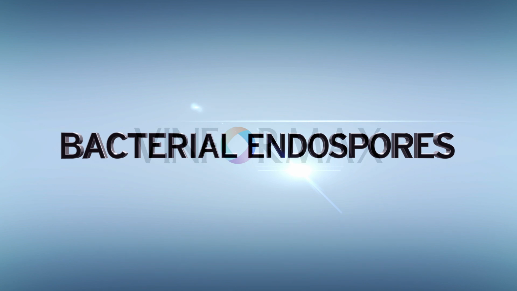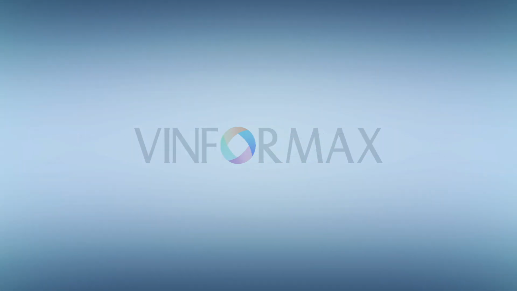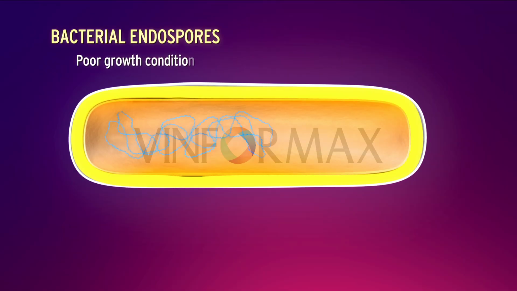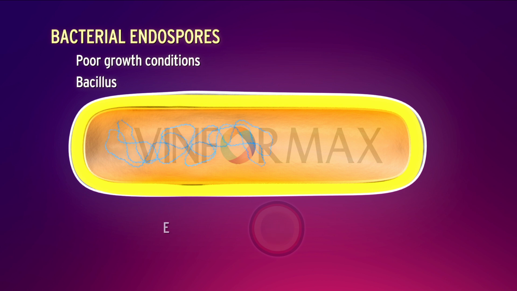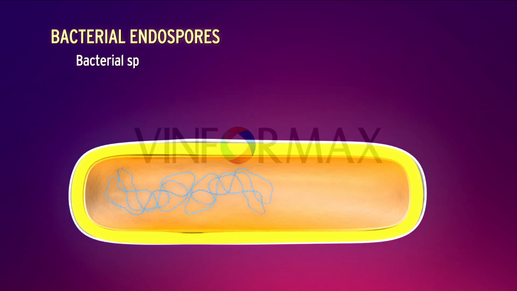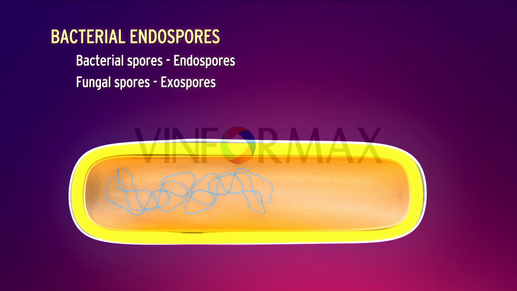Bacterial endospores. In poor growth conditions, some bacteria such as Bacillus produce resistant survival forms termed endospores. This process is known as sporulation. Bacterial spores are endospores in contrast to fungal spores, which are usually exospores with reproductive function.